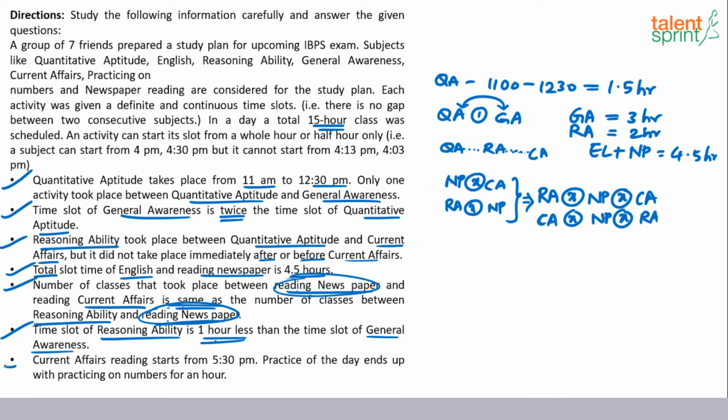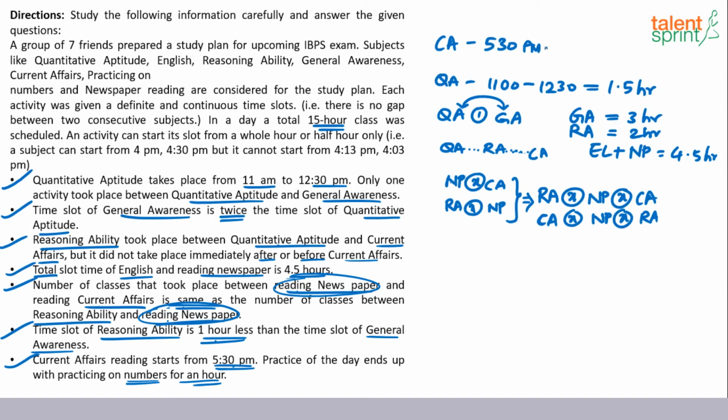Right? And quickly the last point. What does it say? Current affairs reading starts from 5:30 p.m. Practice of the day ends with practicing on numbers for an hour. Two important points there. It says current affairs starts at 5:30 p.m.